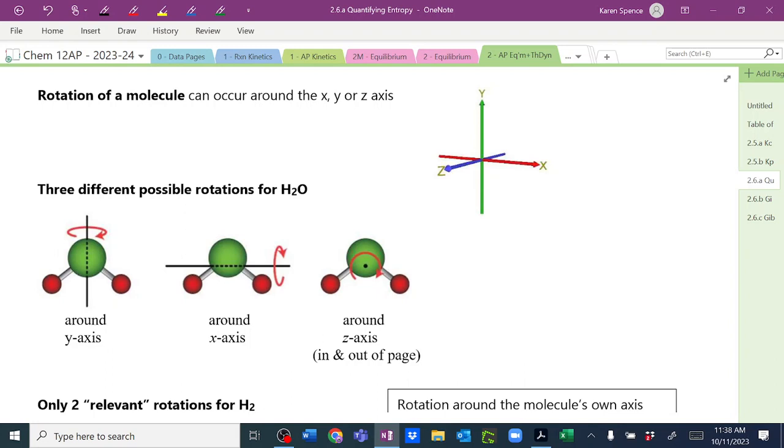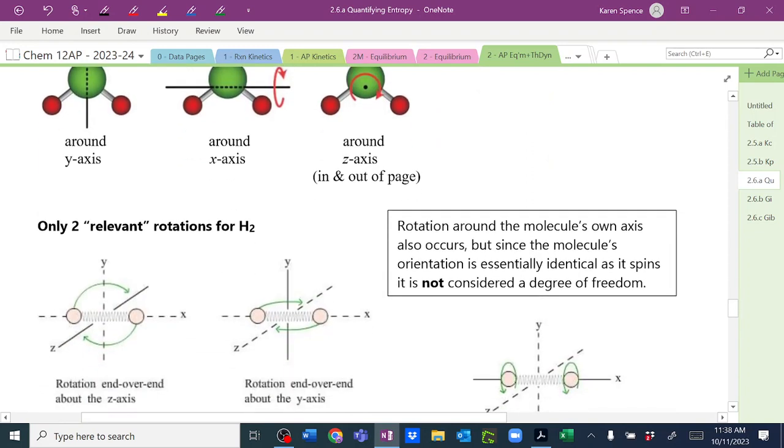All right, so rotation. Let's take a look at the degrees of freedom for rotation for water. Water can go around the y-axis. Water can go around the, and I cannot do a complete rotation here, okay? It could go around the x-axis. And water can go around, if I was willing to do a cartwheel, we could go around the z-axis, yes?